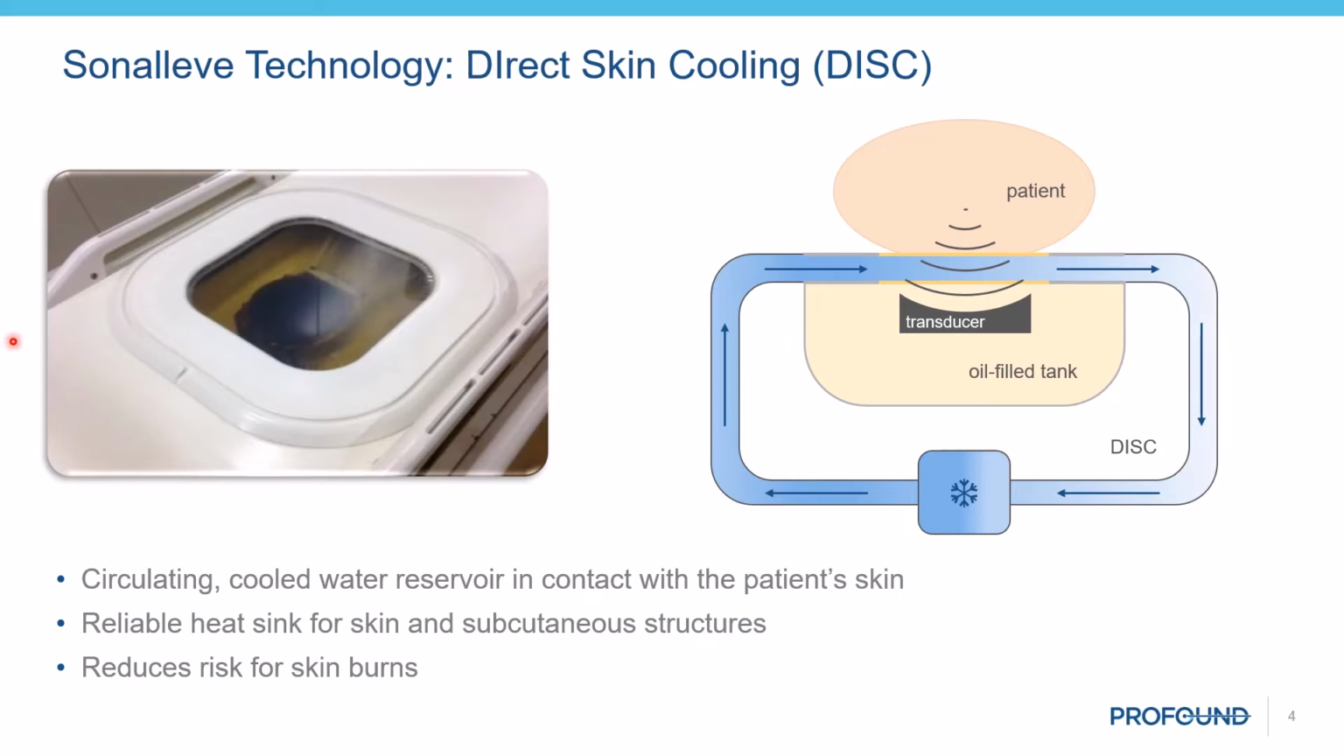The picture on the left shows an actual image of the Sonalleve table. In the center there is the ultrasound transducer in its oil-filled tank. The acoustic window is located above the tank and consists of two ultrasound transparent membranes. The disc circulates the cool water between these two membranes and thus acts as a heat sink for the patient's skin that is in contact with the acoustic membrane.